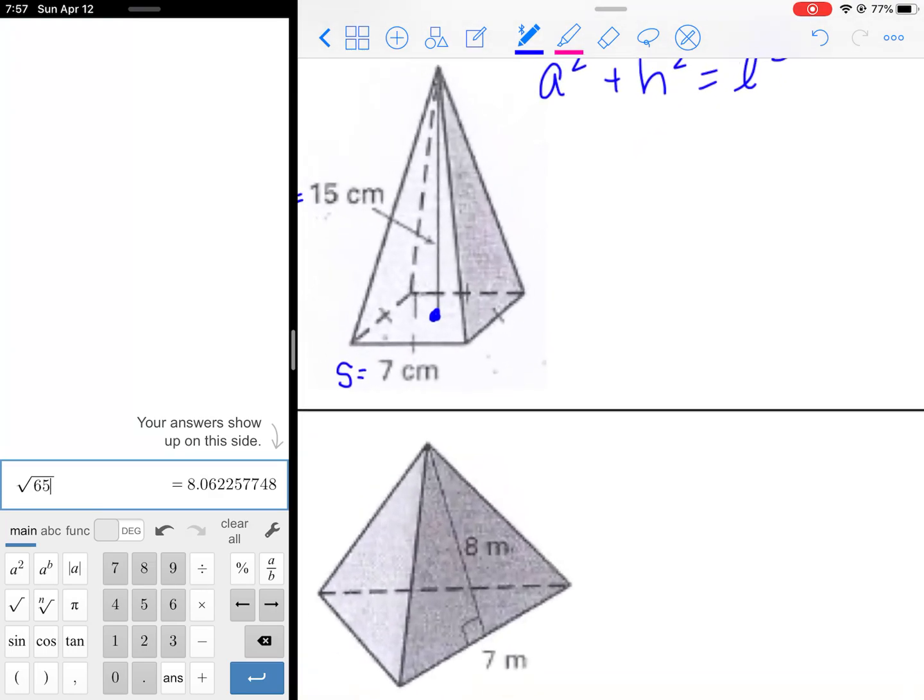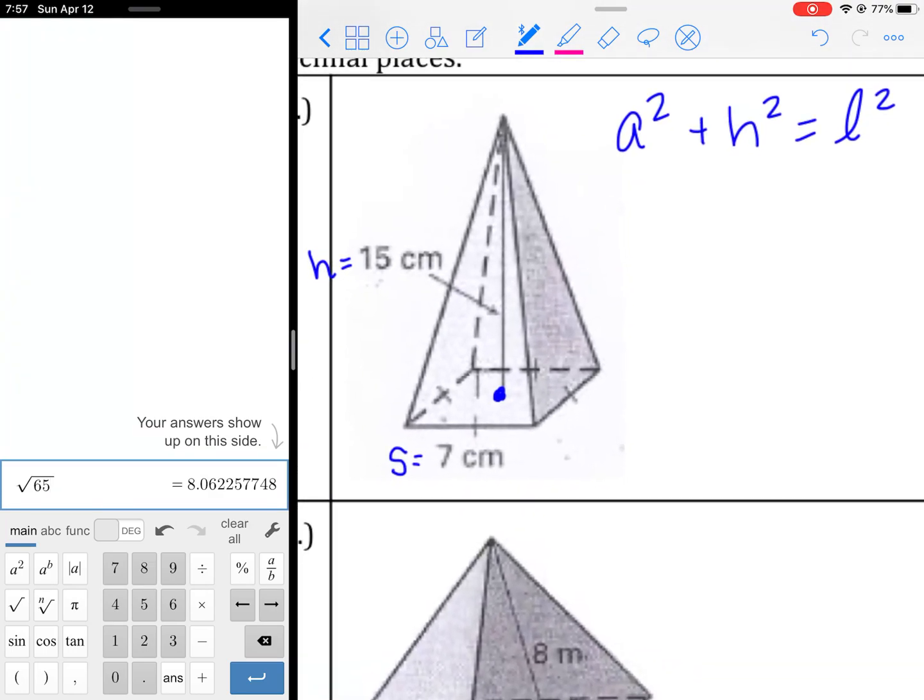So to use this, I need to find the apothem. In a square, this was the only one where this special trick works. To find the apothem, because it's going to be exactly half of this side length, parallel, I'm going to take half of 7. So 7 divided by 2 is 3.5. That's what I'm going to use for the apothem of this square.